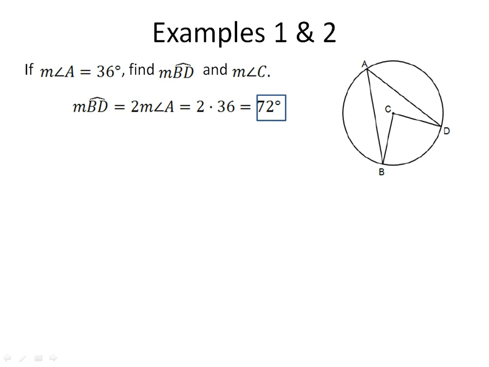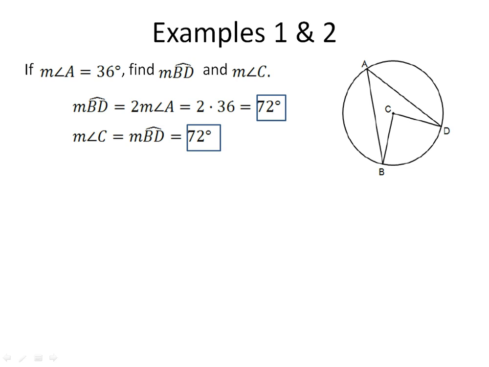Once again, we said that angle C right here is actually a central angle, so the arc and the central angle have exactly the same measure. Since we know that the arc BD is 72 degrees, then we know that the measure of angle C is also 72 degrees. Okay, this completes example 1.